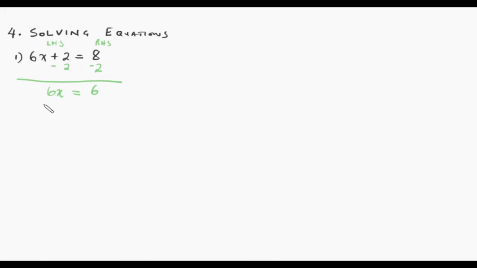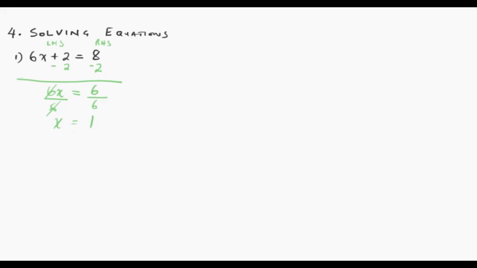Okay. So what do we do next? We have 6x, and 6x is the same as 6 times x. So we want to eliminate the 6 here so that we are left with x. So we just divide by 6 so that 6 cancels 6. Okay? So we divide by 6 on the left hand side. We must also divide by 6 on the right hand side to balance. So the answer would be x equals 6 over 6 is 1. So x equals 1 is the solution.